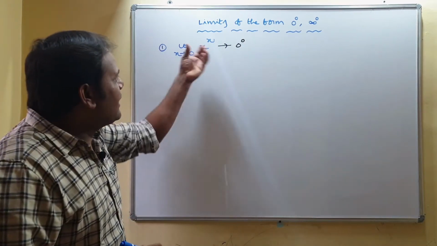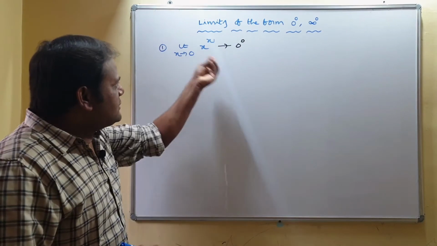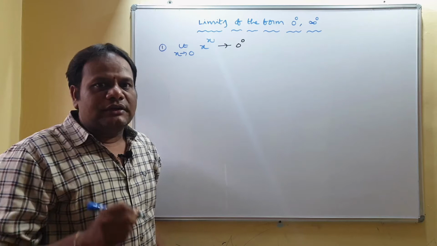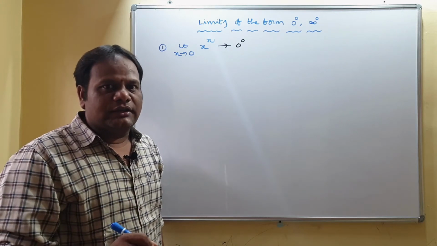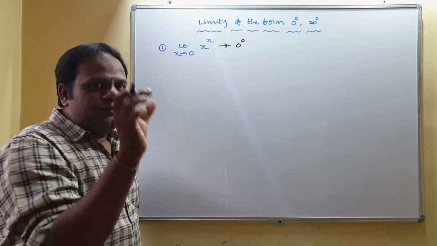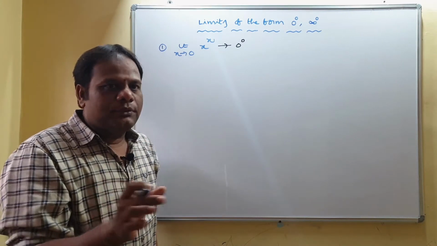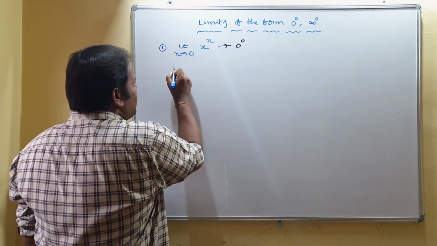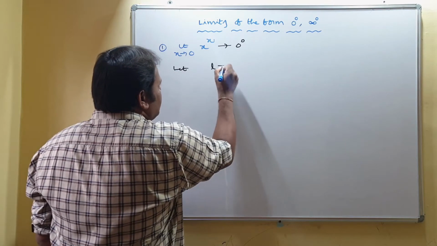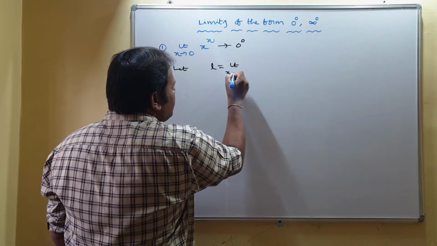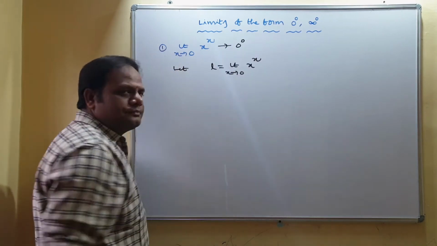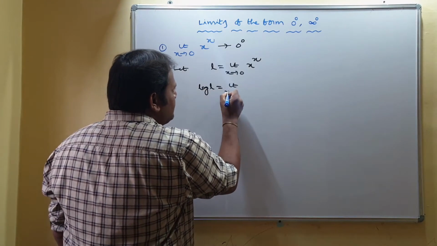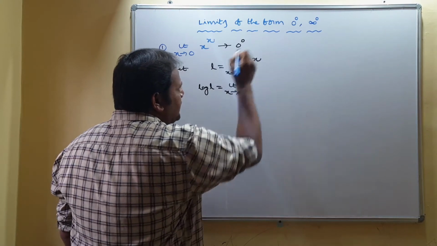Is it? So to evaluate this type of limit, first we are going to reduce this indeterminate form into the form of either 0 by 0 or infinity by infinity. So to reduce this into 0 by 0 or infinity by infinity form, you have to take the log function. So before taking the log function, suppose this limit value is L. So let L equal limit x tends to 0 of x power x. Now apply the log function on both sides. We get log L is equal to limit x tends to 0 of log x power x.